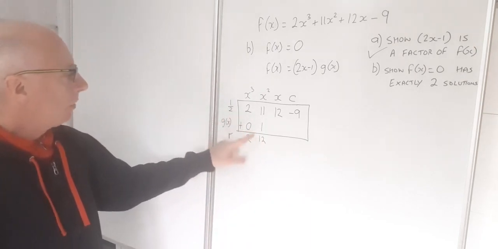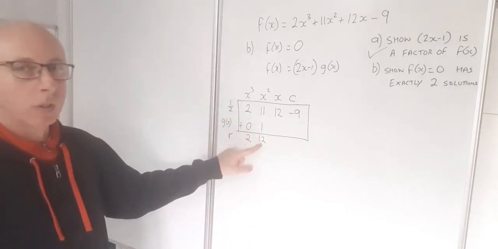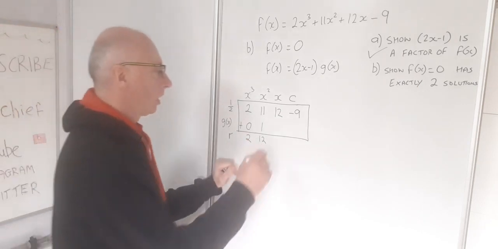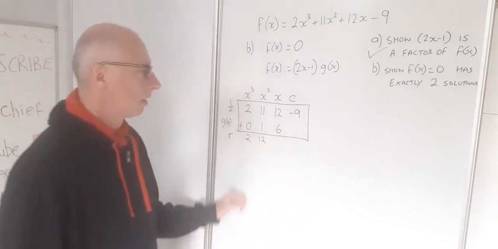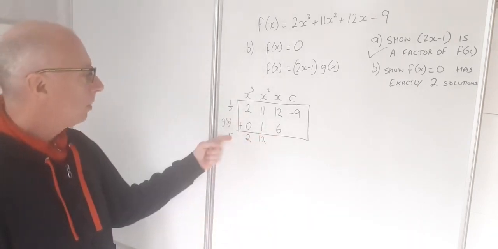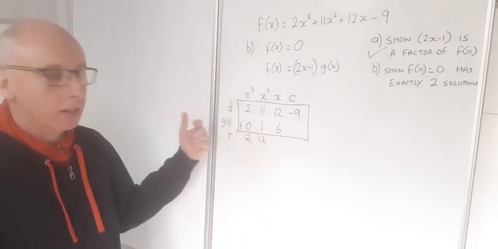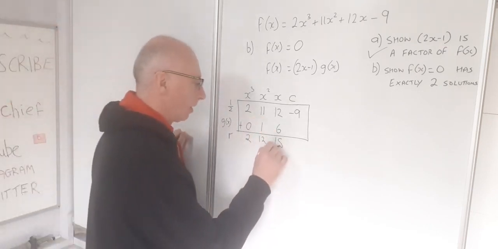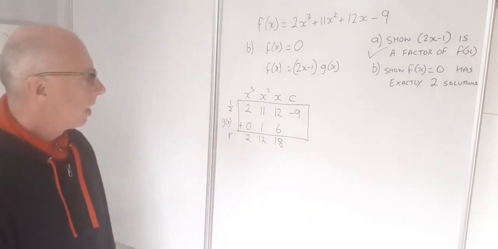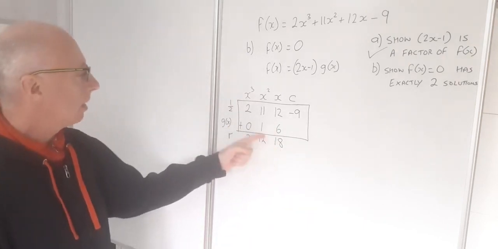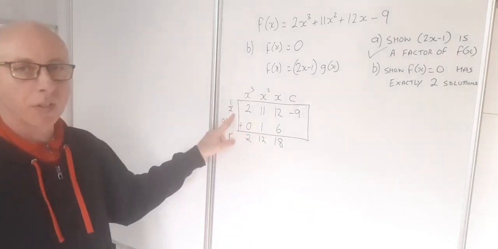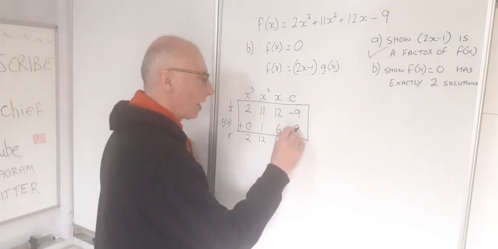Now I do half times 12. So a half times 12 gives me 6. Okay, now for my remainder, 12 plus 6 gives me 18. Okay, so now with this 18, as I did with these two, 18 times a half gives me 9. So I'll put that in there.